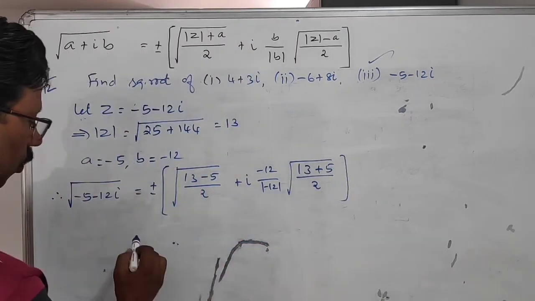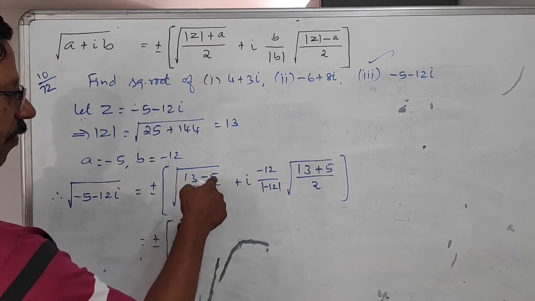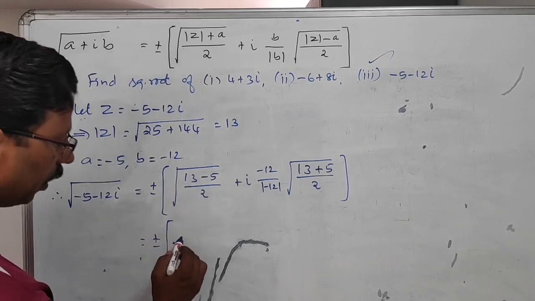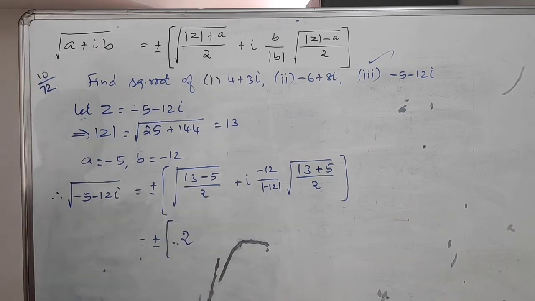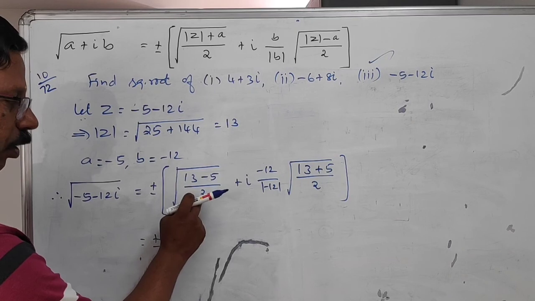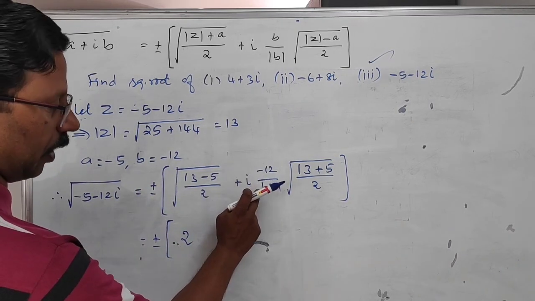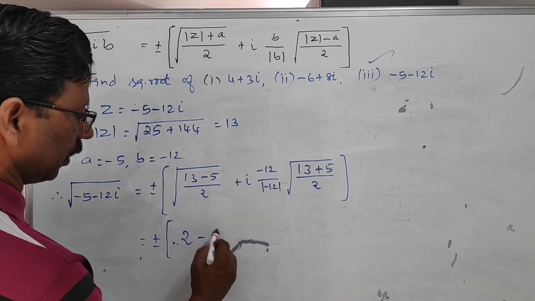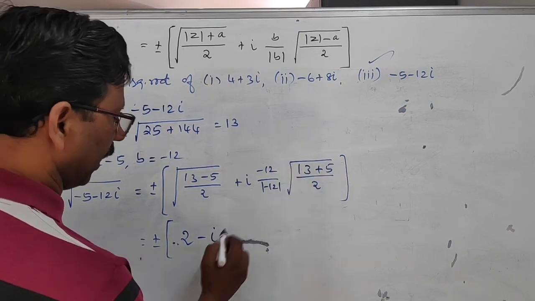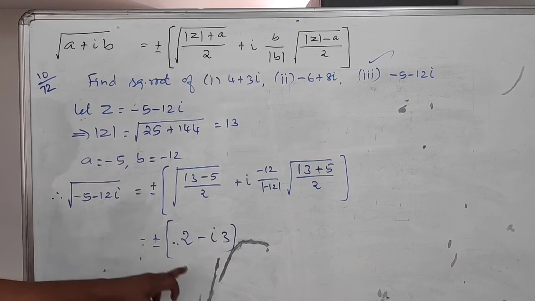Now which is equal to plus or minus root of 13 minus 5, 8. 8 by 2, 4. Square root of 4 is 2. Then this is positive, negative. So this is positive, and you can get minus i into, again 13 plus 5, 18 by 2, 9. Root 9 is 3. That's all. Now this is the square root of this number. Within 2 steps you can get the result.